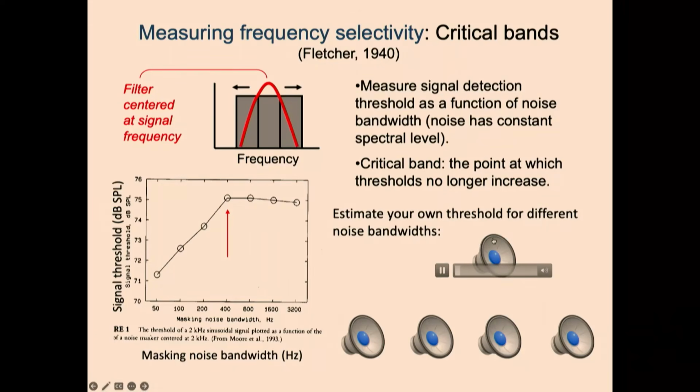Critical bands by masking. You will hear a 2000 Hertz tone in 10 decreasing steps of 5 decibels. Count how many steps you can hear. Series are presented twice.